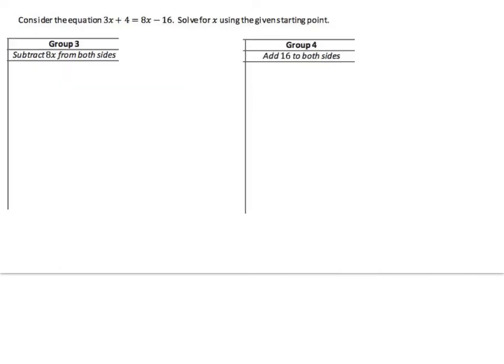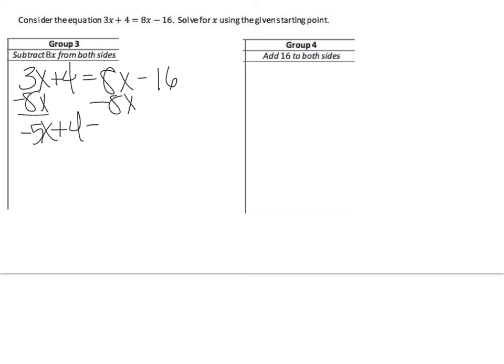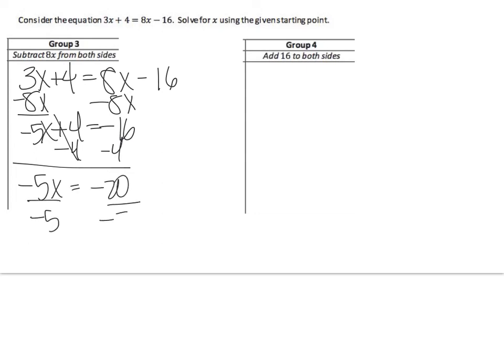Two other different ways to do it. Start with the same equation. This first time I'm going to subtract 8x from both sides. Left with negative 5x. Subtract 4 from both sides because I'm trying to get that variable by itself. And divide both sides by negative 5. I got the same answer.